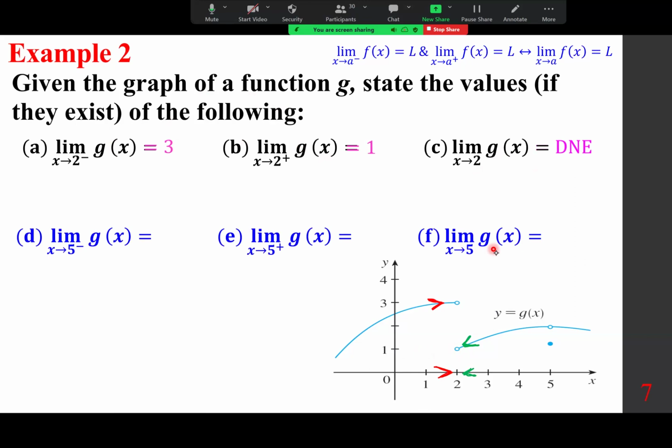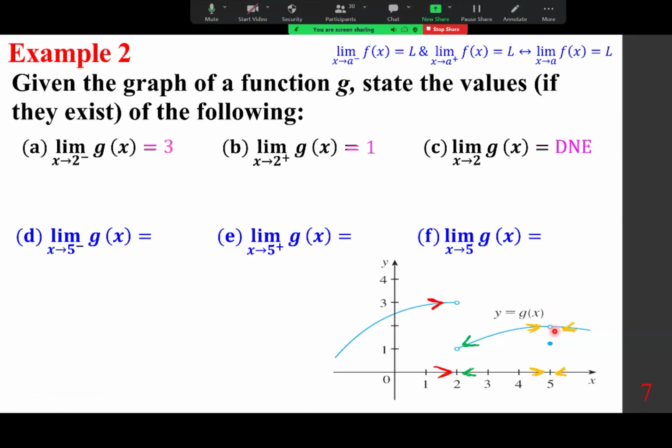We are interested in the limit of g of x as x approaches number 5. And again, we're going to look at one-sided limits. So we are going to look at number 5, approaching it from the left, meaning coming this way. From the right, meaning coming this way. And whether we approach the 5 from the left or right makes no difference.